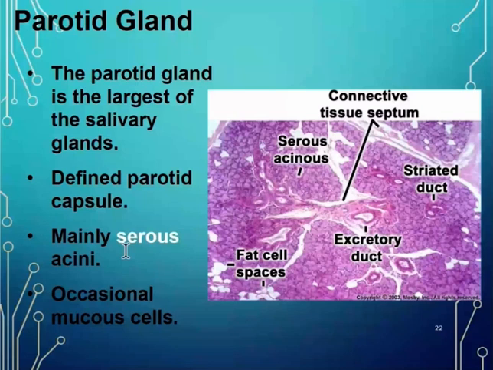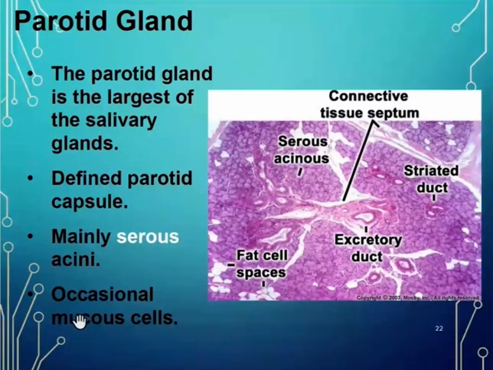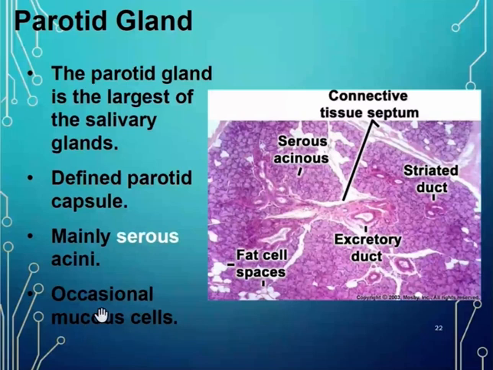So mainly, this is most likely serous acini, except for some occasional mucus cells found in children. In the child parotid, at first they have mucus cells. By age, they become more and more serous.